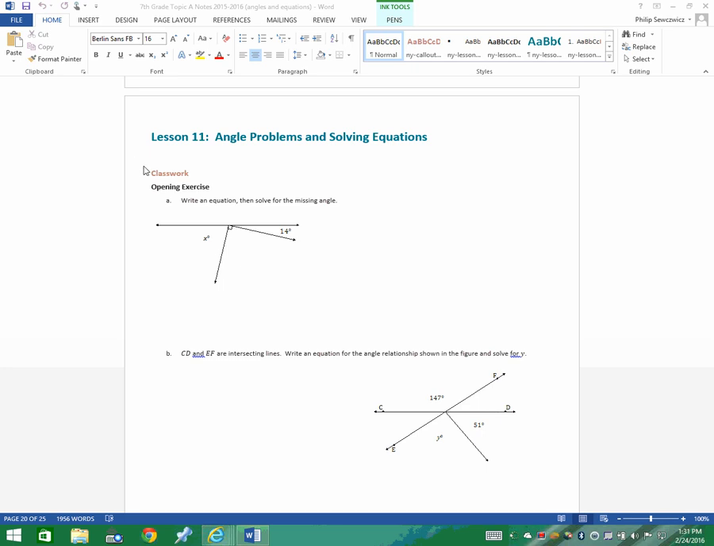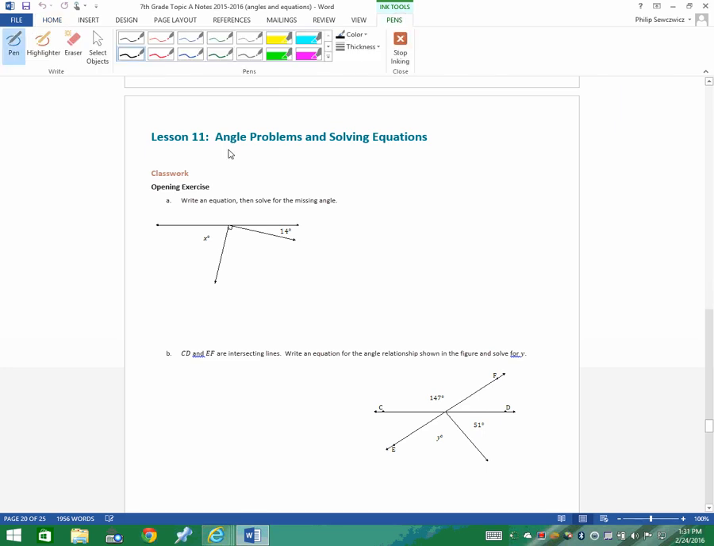Whoa, all right, let's get started right away. Lesson number 11. We're continuing with our angle problems and solving of our equations. Again, the focus here is your ability to write out equations and then solve your equations. I know we can go through with mental math with this, but as we get out of the kiddie pool and start looking at more in-depth problems, we're going to need our equation-solving skills.